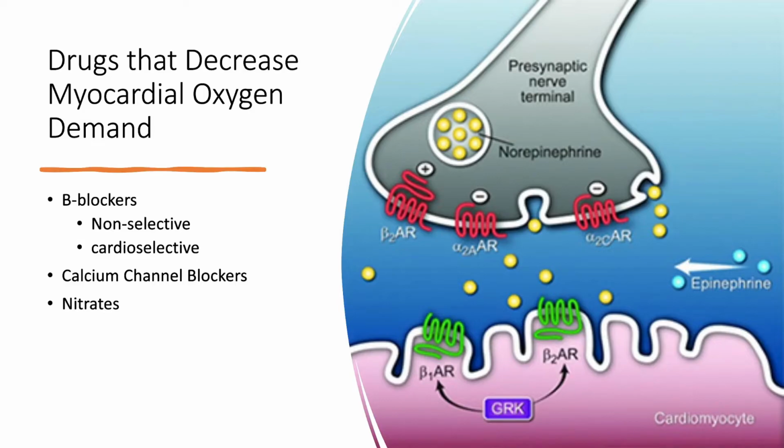So cardioselective beta blockers affect the heart only. They affect beta 1 receptors only. And so that's obviously preferred in the management of ischemic heart disease.